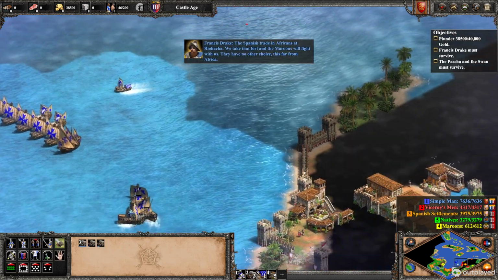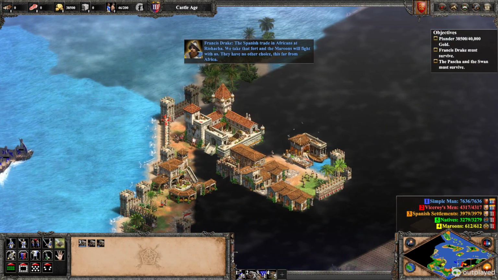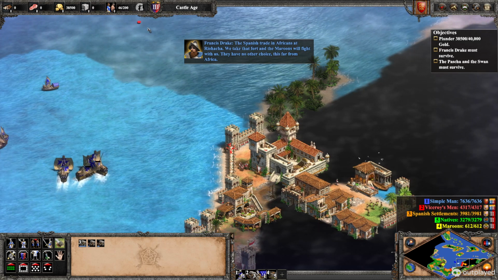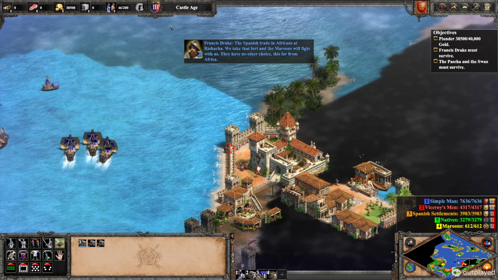Spanish trade in Africans at Rio Hacha. We take that fort, and the Maroons will fight with us. They have no other choice this far from Africa.